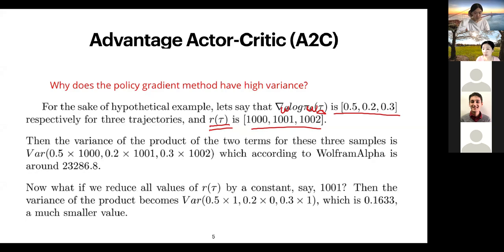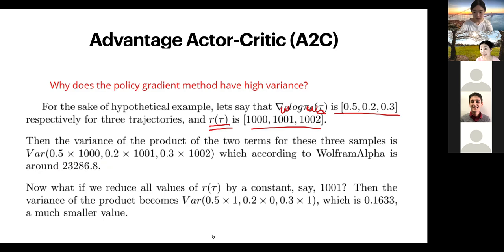But if you calculate the variance of the product of the two terms, remember, for REINFORCE, you have to do the product of the two. Yeah, you have to do the product. So if you look at the variance of the product of the two over the three different trajectories, you will see it has a very high variance, right? It's 23,000. It's very high. This is really bad, right?